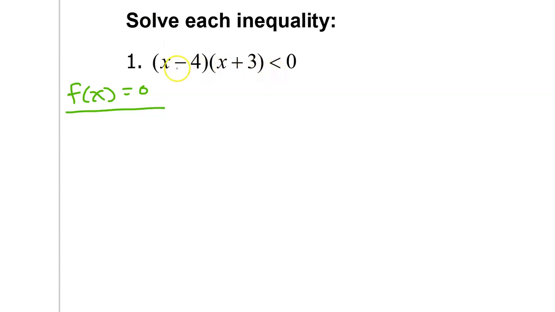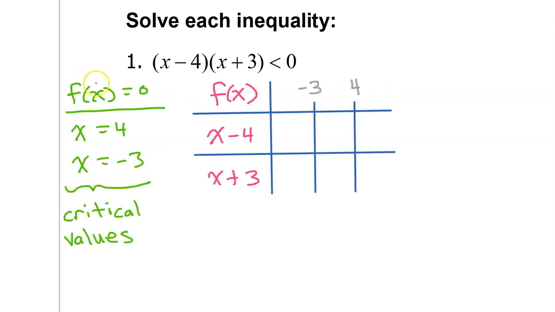In factored form, it's easy to see that f of x will equal 0 when x is equal to 4 and when x is equal to negative 3. We simply set each factor equal to 0 and solve. We can now make a sign chart by putting these critical values on a number line. Put the critical values across the top of your sign chart like this. Make a row for each factor in your function.